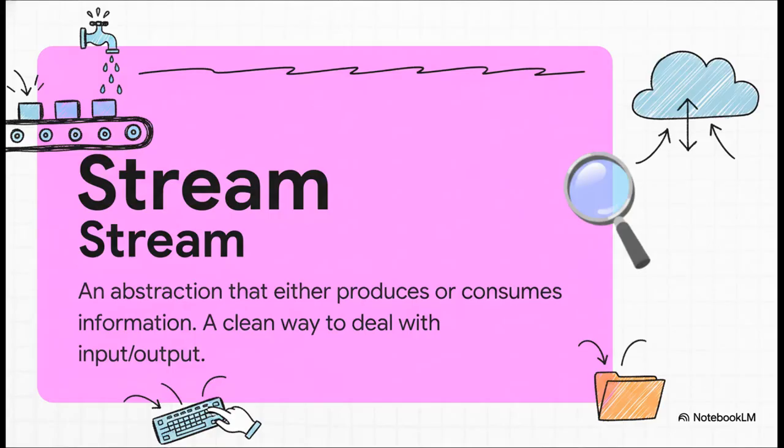So what is a stream, really? At its heart, it's an abstraction. Now, that's a word you hear a lot in programming, but all it really means is hiding the complicated, messy details behind something clean and simple. A stream lets your program send or receive information without having to know anything about the gritty, low-level details of how a keyboard or a network card actually works.